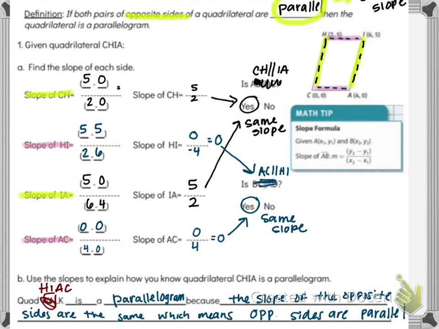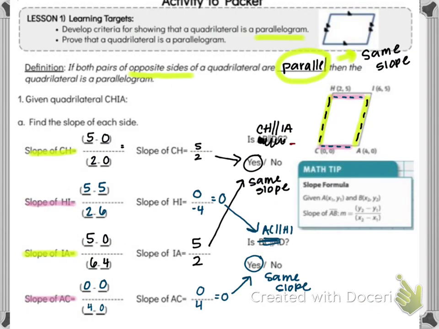With parallelograms, one of the first things that we saw is you can look at the opposite sides, and if they're parallel to each other, then that makes it a parallelogram. The way that we figured out whether some sides were parallel or not is we found their slope, and if they have the same slope, that means that they are parallel.